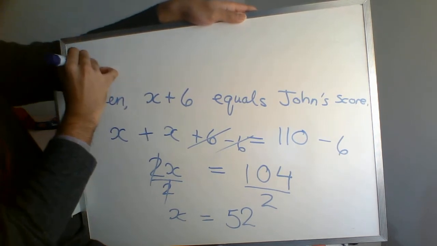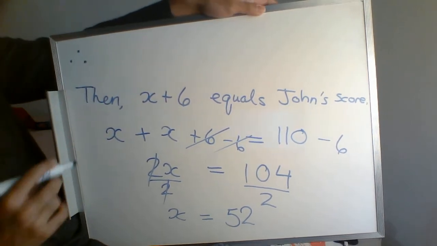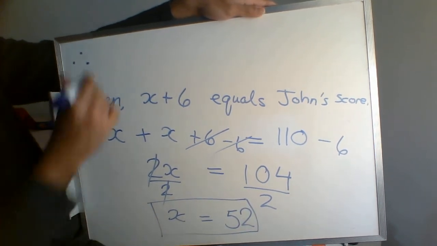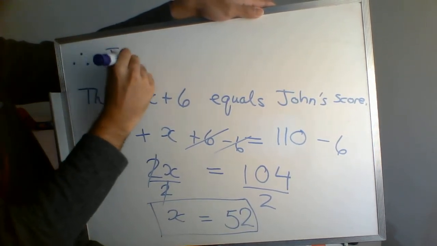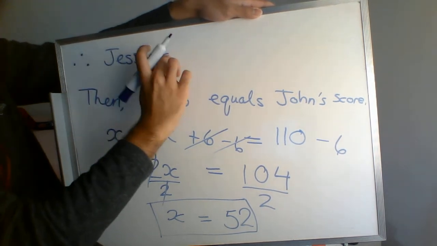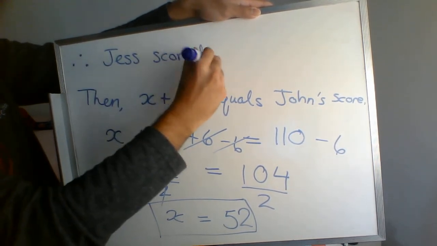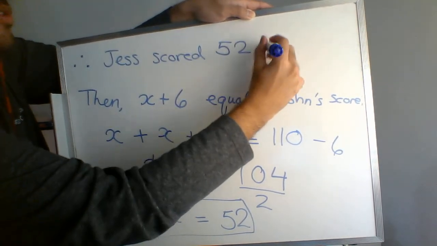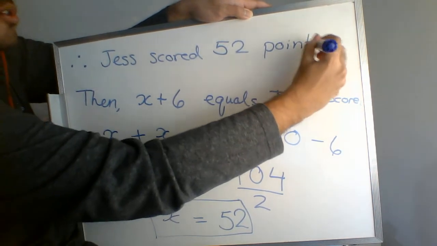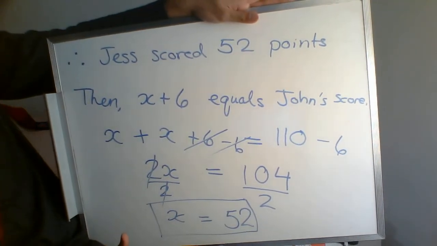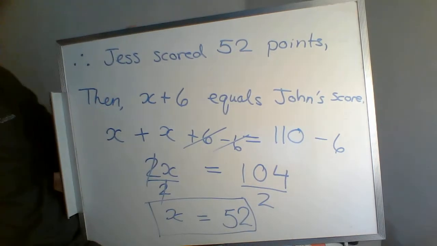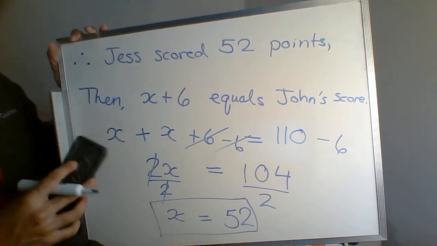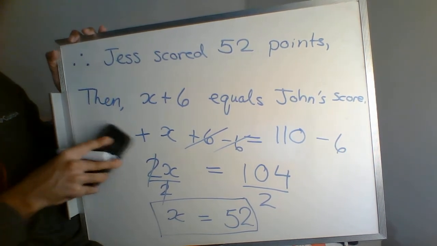We know that since x is just Jessica's test score, we don't need to do anything else with this information for Jessica except to write down, therefore, Jess scored 52 marks or 52% or whatever. I'll say points because we don't know what it was out of, so maybe it wasn't 52%. So Jess scored 52 points on the test. But for John, we still need to do a little bit more work.